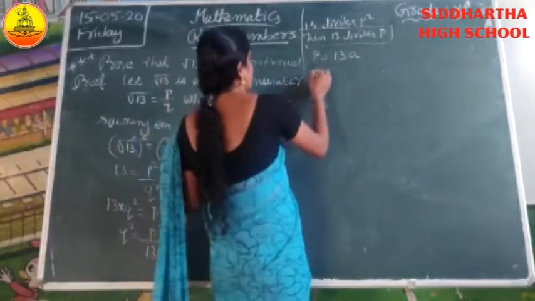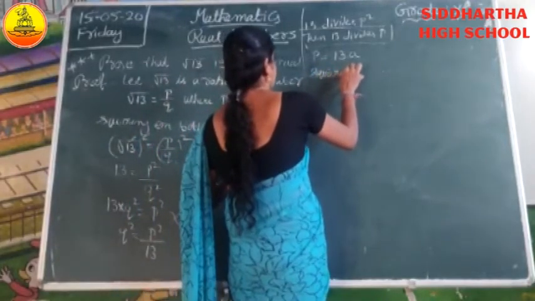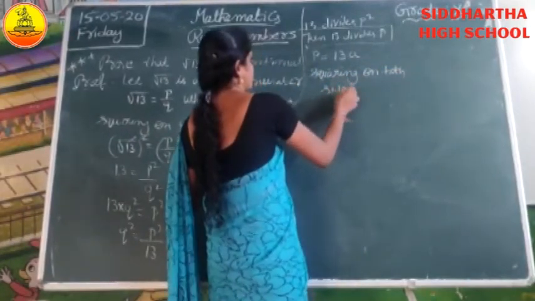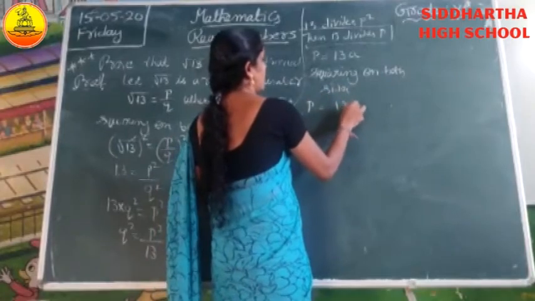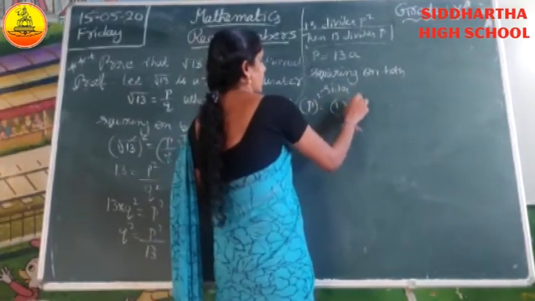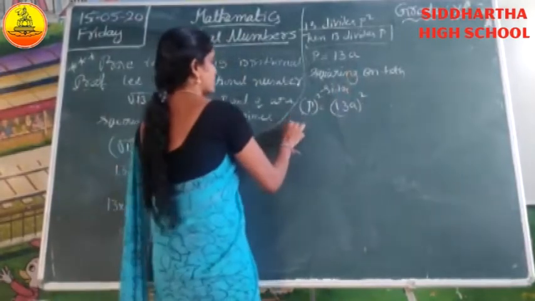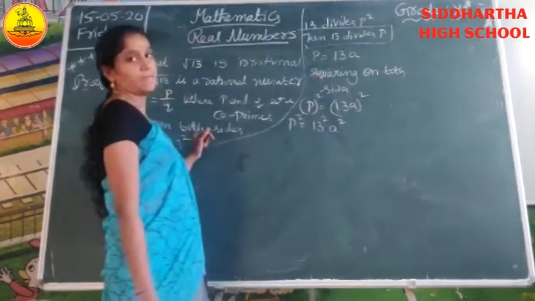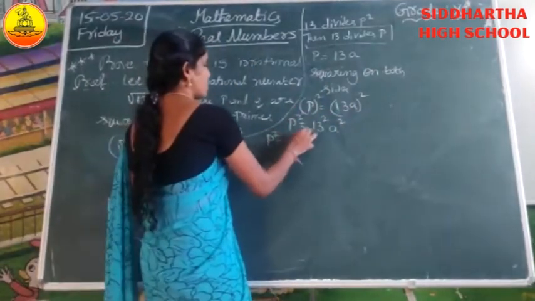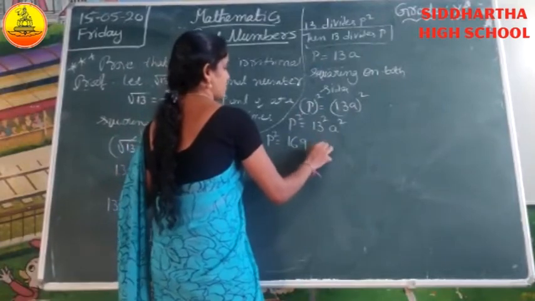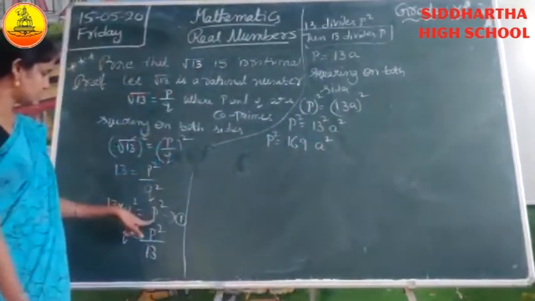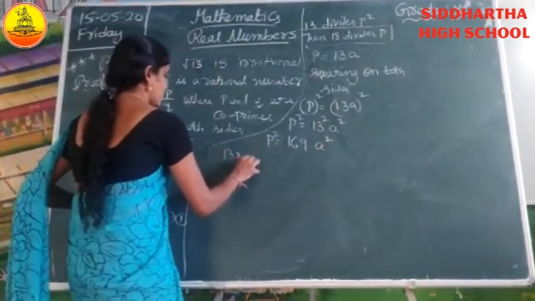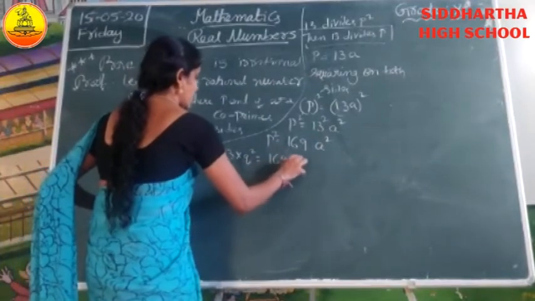Now do squaring on both sides. p is equal to 13a. Squaring on both sides, p square is equal to 13 square a square, which is 169 a square. Already we know what p square is: 13 q square. In the place of p square, we write 13 q square is equal to 169 a square.